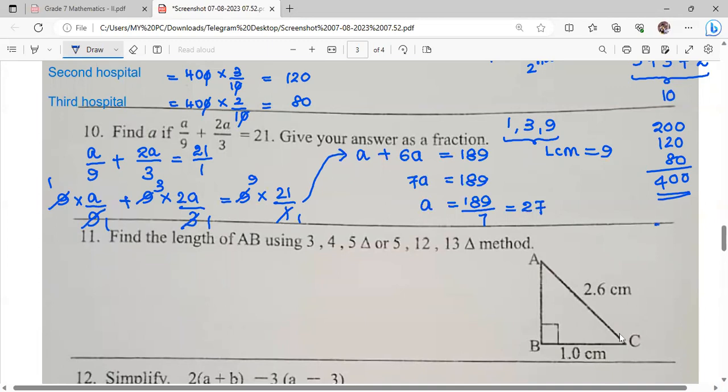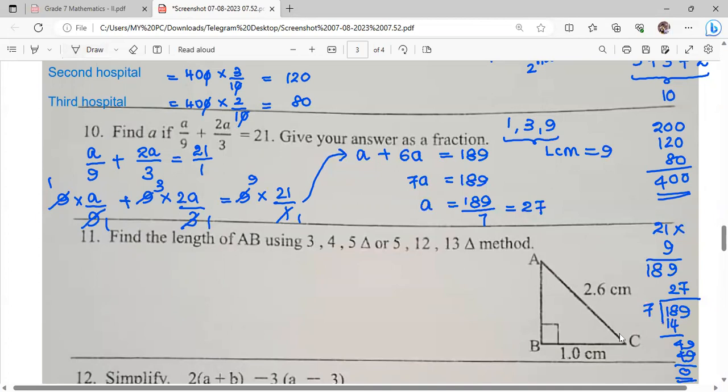If you need, you can show your workings. 21 you multiply by 9. 9 times 1 is 9, 9 times 2 is 18. So 189, and you want to divide this by 7. 7 times 2 is 14. Then 49, it is 7 times 7. Then 49 gives me 0. Okay, so the final answer is 27.